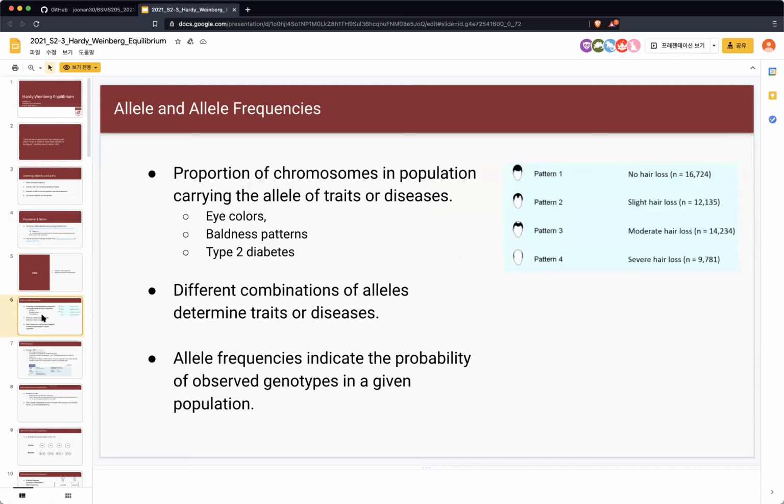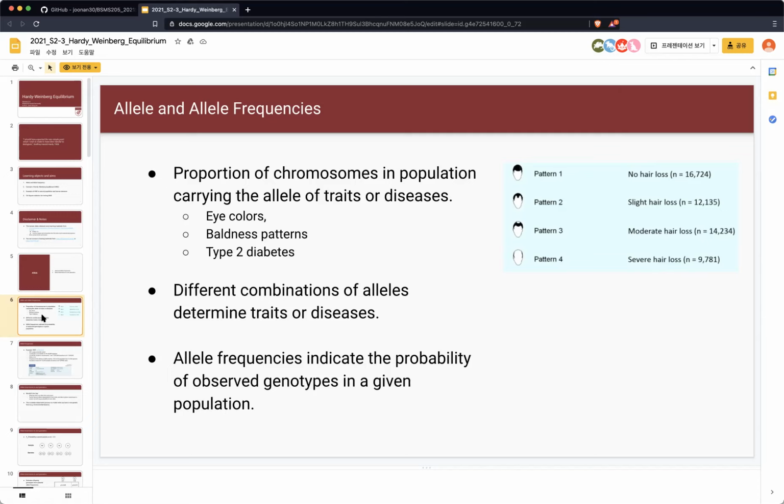So, and also allele as the unit that Mendel defined at the time, called the hereditary factors, right? So allele is the term describing the Mendelian factors. And as we know, the alleles constitute the phenotype, and the phenotype is quite different by individuals in the population. So allele has to exist with a different frequency in a population. In other words, we can say that it is the proportion of the chromosomes in a population carrying the allele of the traits or disease, right?